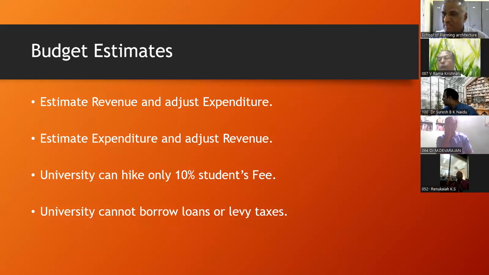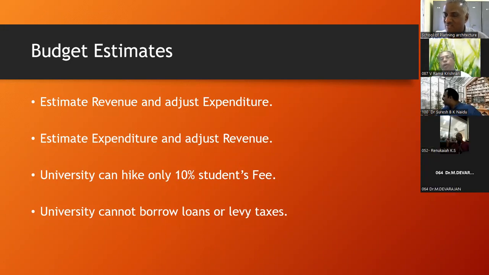One example I gave you in Karnataka: VTU, Visvesvaraya Technological University, accumulated crores of rupees. The income tax officer came, raided, and took away the entire money. You cannot accumulate the funds in colleges and universities. You have to spend the money for the purpose for which it has been collected. Some colleges will face this problem. In Karnataka, it has been faced by VTU.